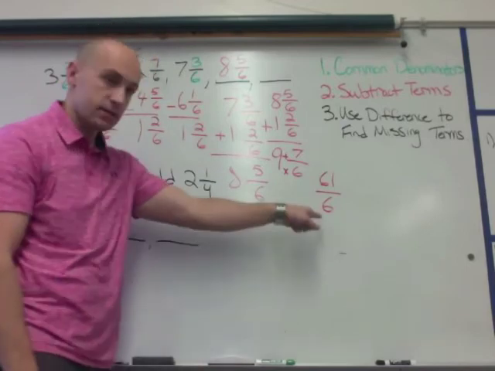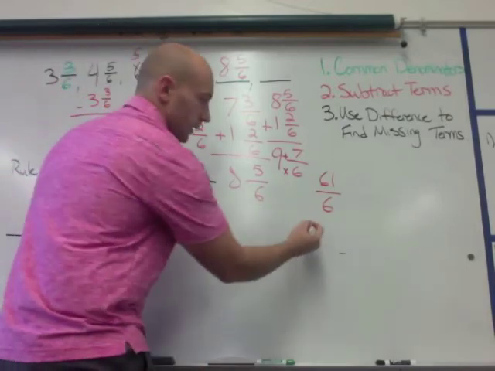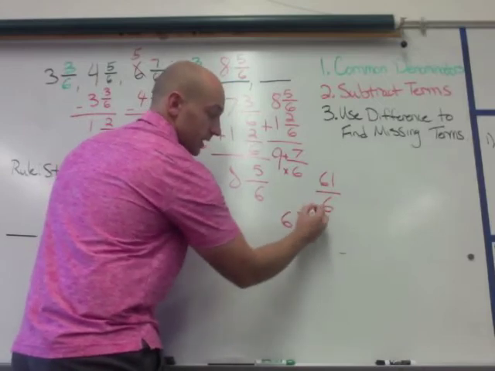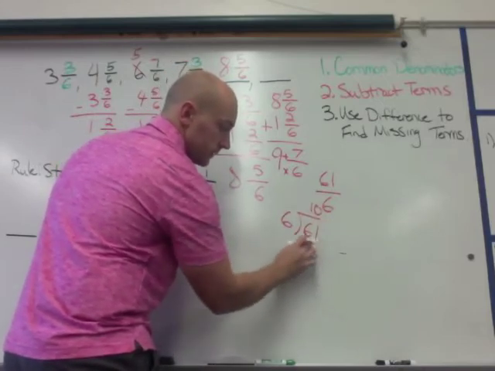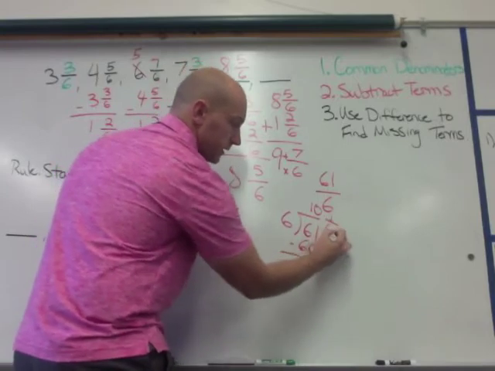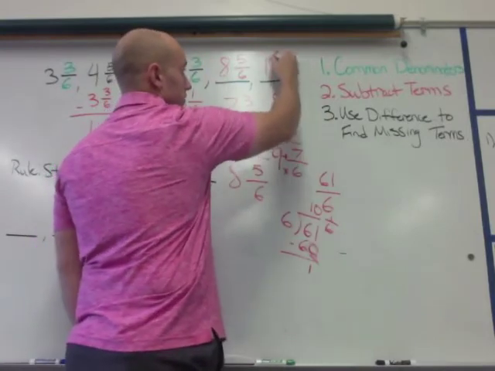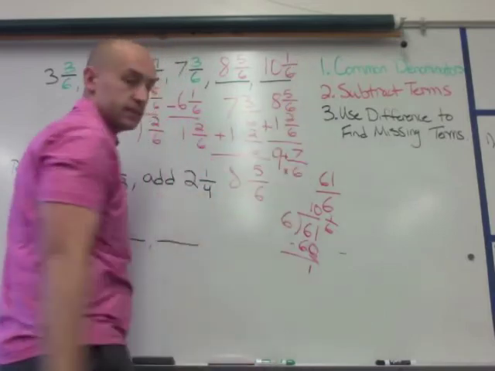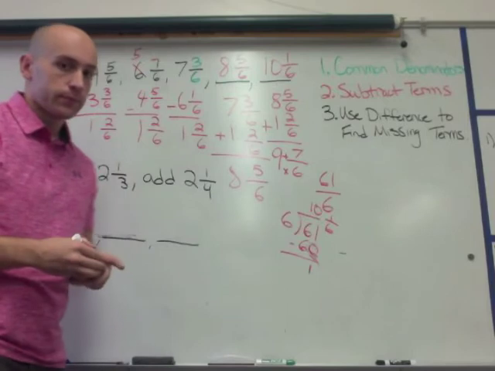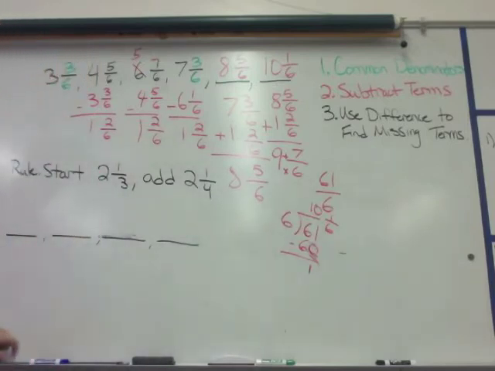Okay, and now how do we change this back? We divide. So 61 divided by 6 is 10. 10 times 6 is 60. Subtract, we get a remainder of 1/6. So our last term is 10 and 1/6. So we just found all the missing terms. Okay? All right. One other way that your book is going to have you do this is it's going to give you a rule.